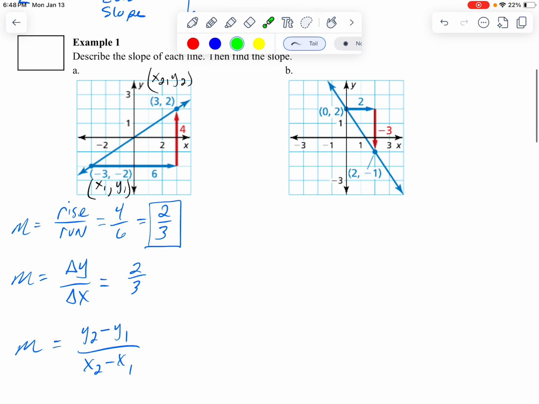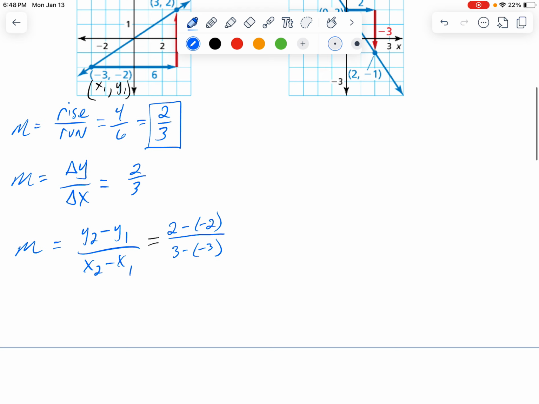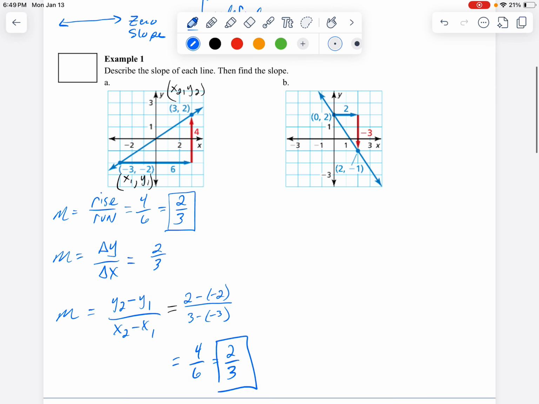So now I'm just going to substitute in. On the top, I've got y2 minus y1. y2 is 2. y1 is negative 2. So I'm just plugging those values in. So I've got 2 minus negative 2, and I've got 3 minus negative 3. And if we simplify that, that comes out to 4 over 6, which is the same as 2 over 3. Okay, so again, we should always end up at the same spot no matter which method we use.